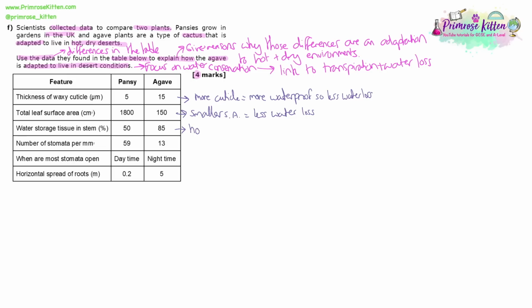Water storage tissue in the stem as a percentage, so 50% of the tissue in the stem of a pansy can store water, whereas 85% of the tissue in the stem of an agave can store water.